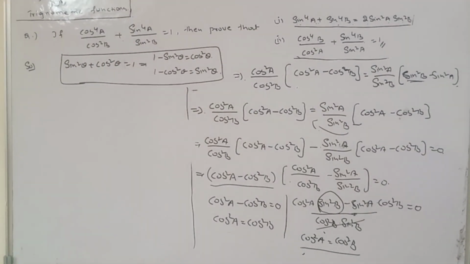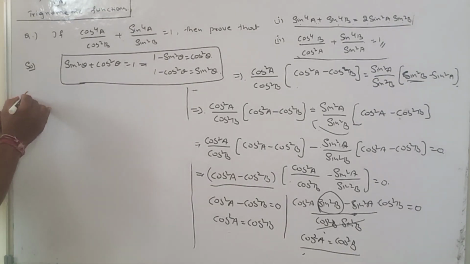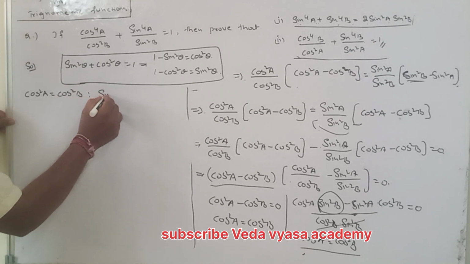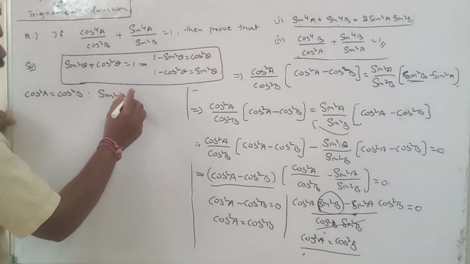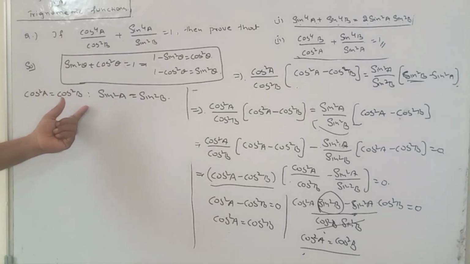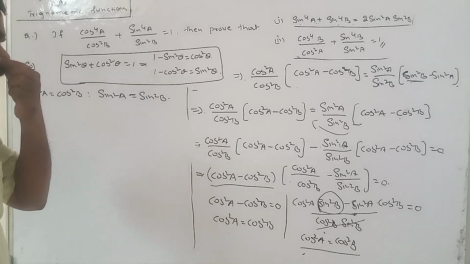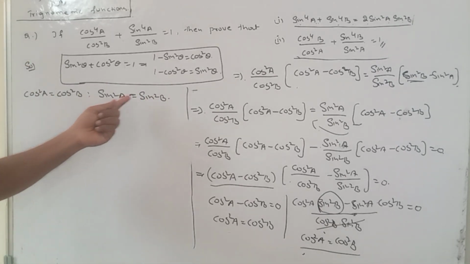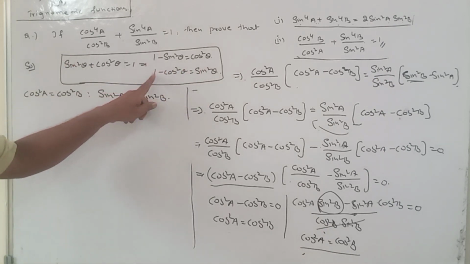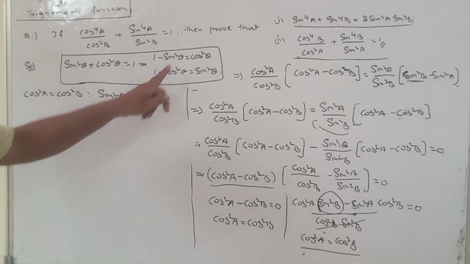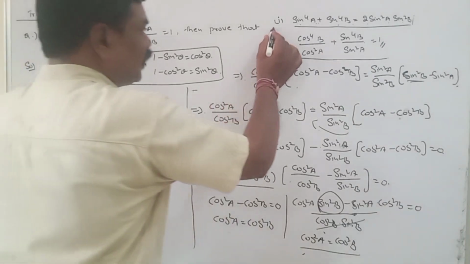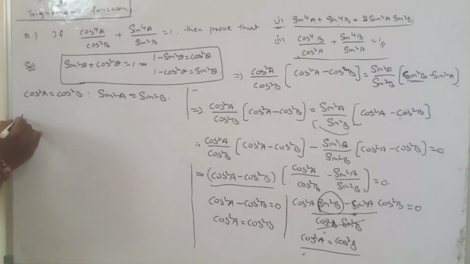From this condition, cos²A = cos²B, we have sin²A = sin²B also. Why? Because sin²θ is equal to 1 − cos²θ and cos²θ is equal to 1 − sin²θ. Then you take the first problem. What is the first problem?